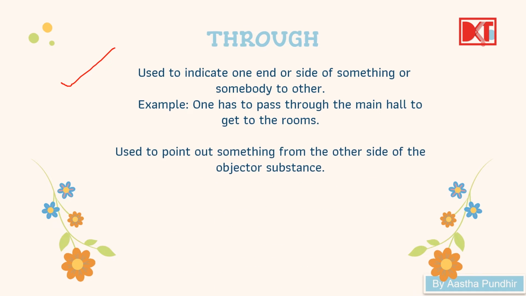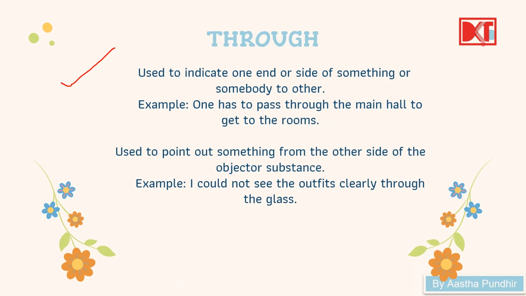Alright, another usage could be to point out something from the other side of the object or substance. Let me give an example. Like here, if I say, I could not see the outfits clearly through the glass. So here I'm pointing out something from the other side of the object or substance. What is the object or substance here? Glass. And I'm not able to see the outfits on the other side of the glass. Right, so that's again when we can use through.